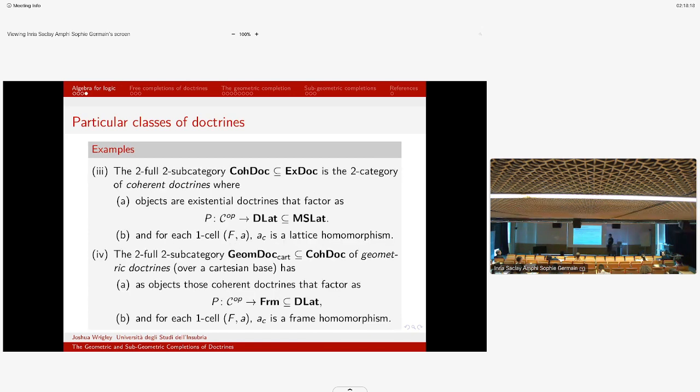And we also have coherent and geometric versions. So for the coherent version, everything is taking place inside distributive lattices. And for my geometric version, everything is happening inside frames. Notice that I'm distinguishing these as geometric doctrines over Cartesian categories. That will be removed later.